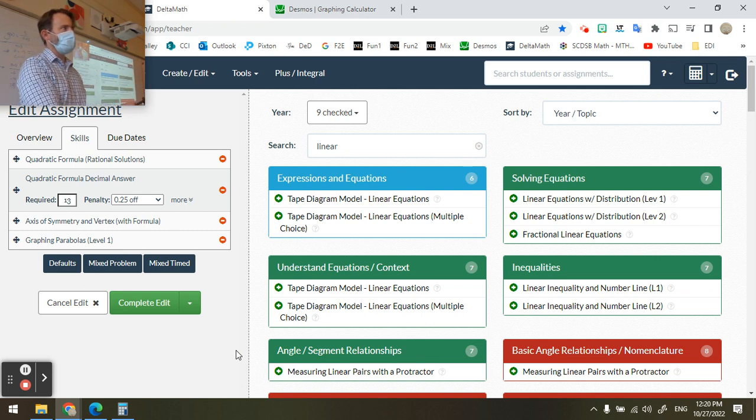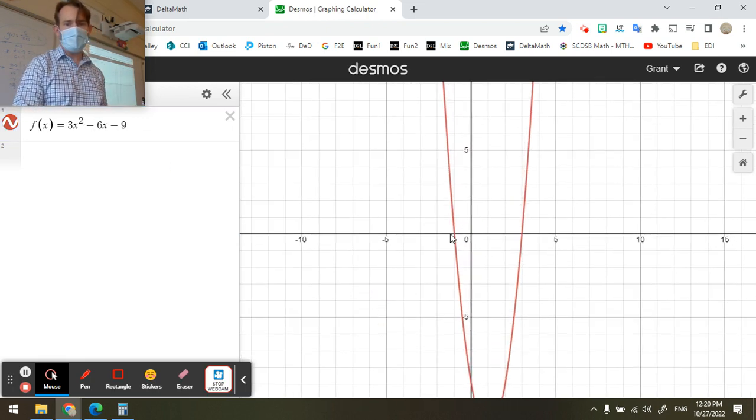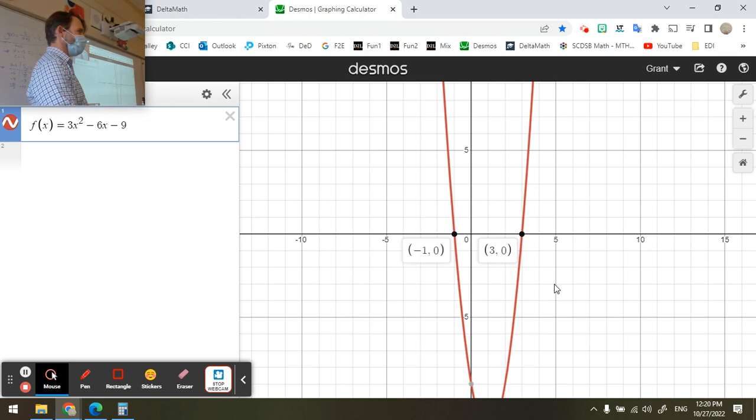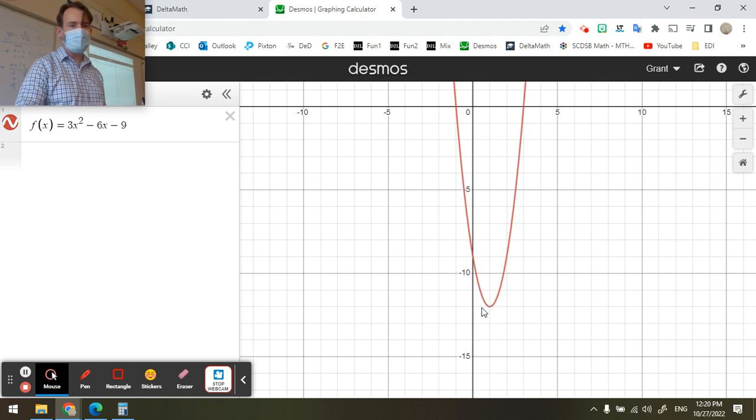Now, you might be wondering, why is this word vertex showing up in a unit on the quadratic formula? Like, Mr. Jennings, if I have a quadratic like 3x squared minus 6x minus 9, I can understand how the quadratic formula should give me this value, minus 1, and this value, 3. Because that's what the quadratic formula is designed to do, is tell you the roots. How the heck is the quadratic formula going to help me find anything to do with this vertex? Well, let me show you.